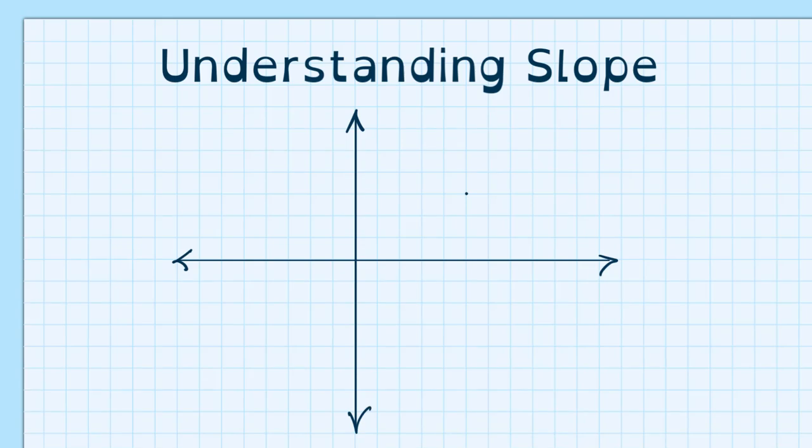Today we're going to try and figure out what is slope. If you're driving, your speed is 60 miles per hour. You know how fast the distance changes over time. Slope is the same idea. We're just putting it on a graph.